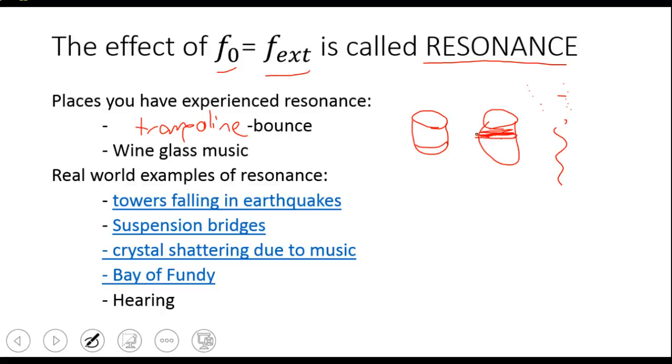There are a couple of really cool examples of real-world resonance that I'm going to show you. Towers falling in earthquakes, and so buildings have a natural frequency. Suspension bridges have a natural frequency. Crystal has a natural frequency, and tides have a natural frequency. I'm going to show you little brief videos about all of those.